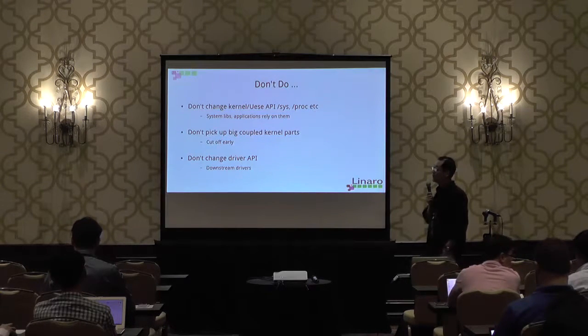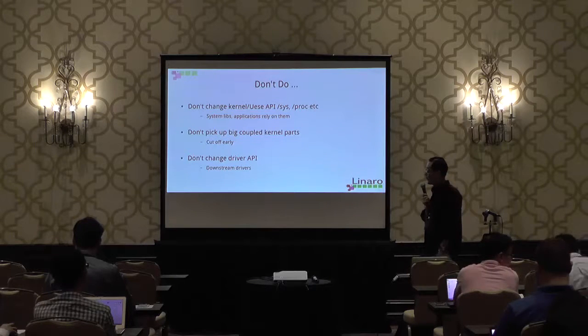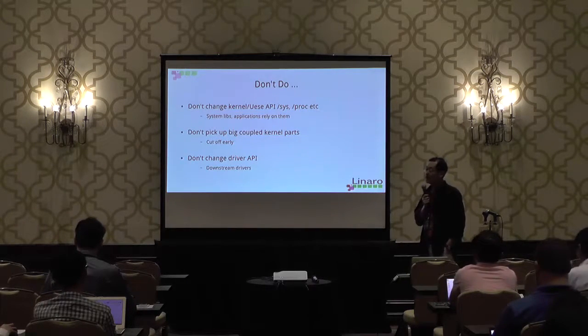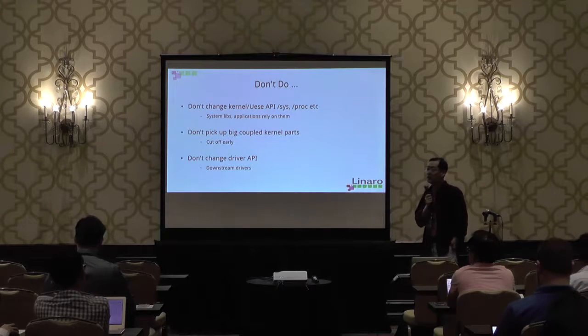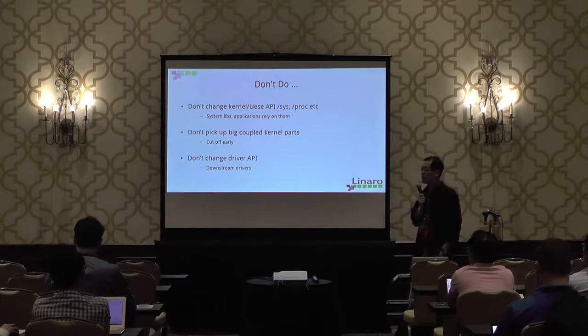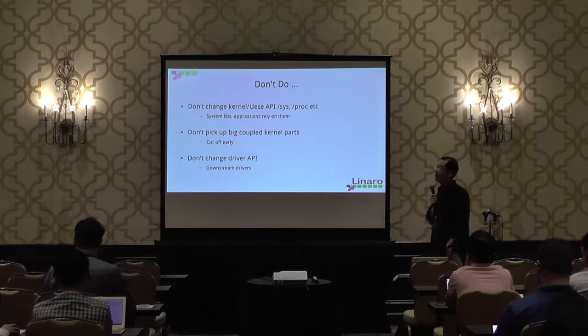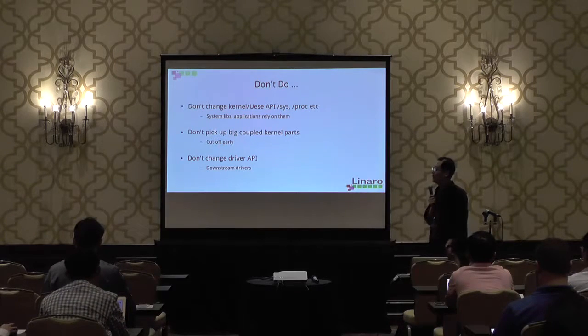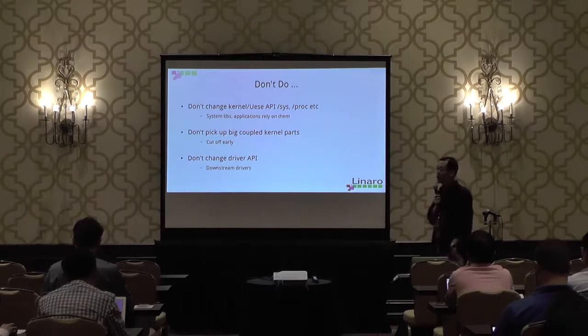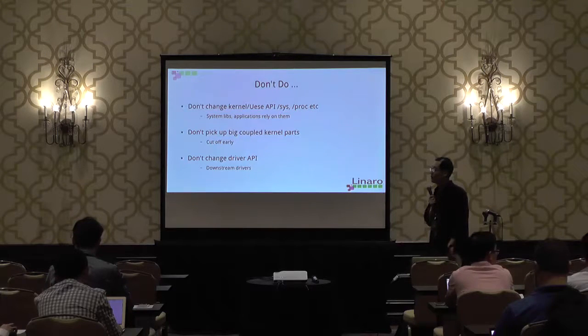Another example of this is cgroup. When cgroup V1 changed to cgroup V2, there is a big piece of software named libcgroup which cannot use cgroup V2. So in the middle of the don't-do rules, that is: don't pick out big coupled kernel components. As in my example of the EAS backporting, the new mass scheduler should be cut off earlier, or you'll find that it's a long way to do all the backporting.